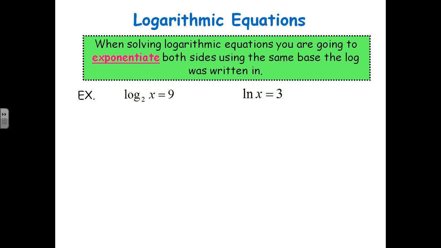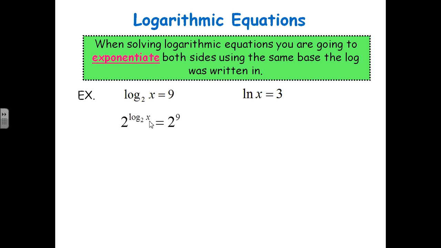Okay, so if we look at the first example, we have log base 2 of x. So 2 is the base for our log. What that means is when we exponentiate both sides, we are going to make 2 be the base for our exponentials on both sides, and this and that are going to be the exponents for that base. So it would look like this, where we would take 2 and raise it to the log base 2 of x, and then here we have 2 raised to the 9.